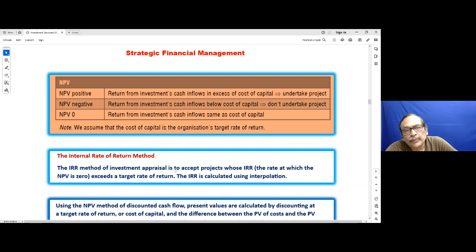Now, if NPV is zero, the return from investment cash inflows is the same as the cost of capital. Now, we may undertake or may not undertake the project, but if NPV is zero and we are in a position to manage the cash inflows accordingly, then we may undertake the project. Otherwise, we are going to reject it. Now we assume that the cost of capital is the organization's target rate of return.